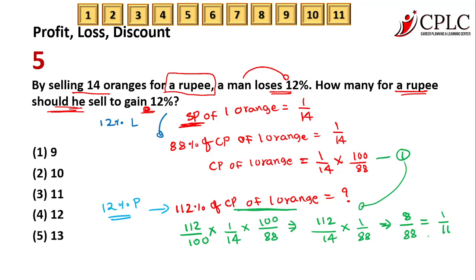So that means if he has to make a 12% profit, the selling price of one orange that we are finding out, we have found that out now. That is 1 by 11. So the selling price of one orange is 1 by 11. But they are asking for 1 rupee, how many he should sell. So clearly, I think 11 oranges he should sell for 1 rupee, so as to make a 12% profit basically.